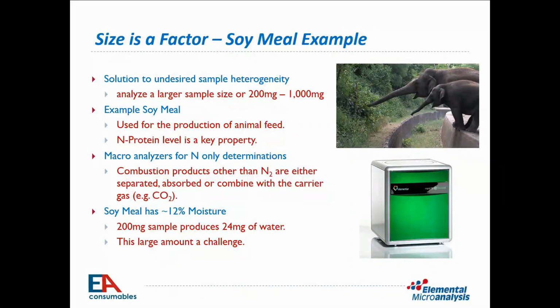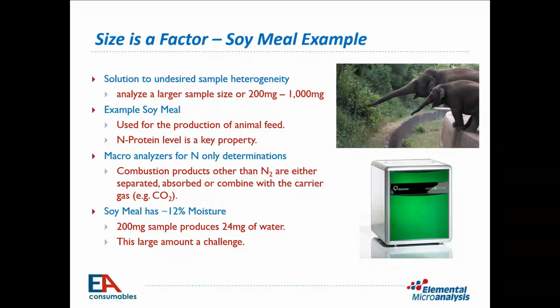So size is a factor. Often analyzers use the larger sample size of 200 to even 1,000 milligrams. So soy meal is a typical example. It's commonly used in the production of animal feed. The N protein level is a key property and has a direct bearing on the cost of the material or the price you could sell it for.